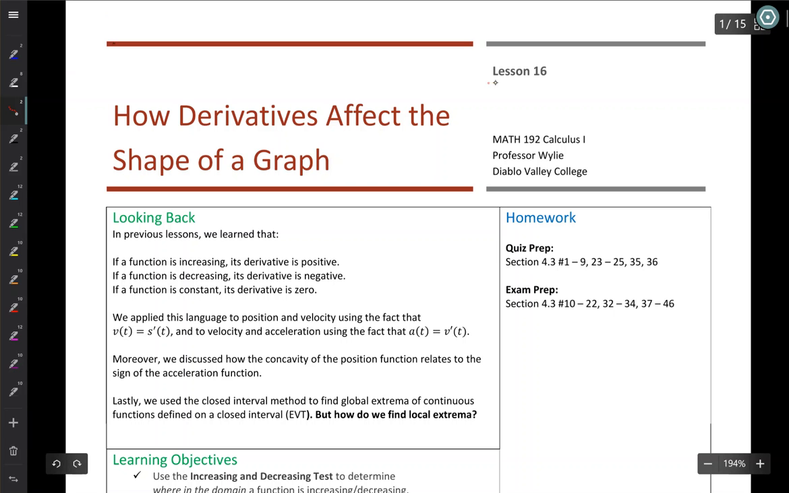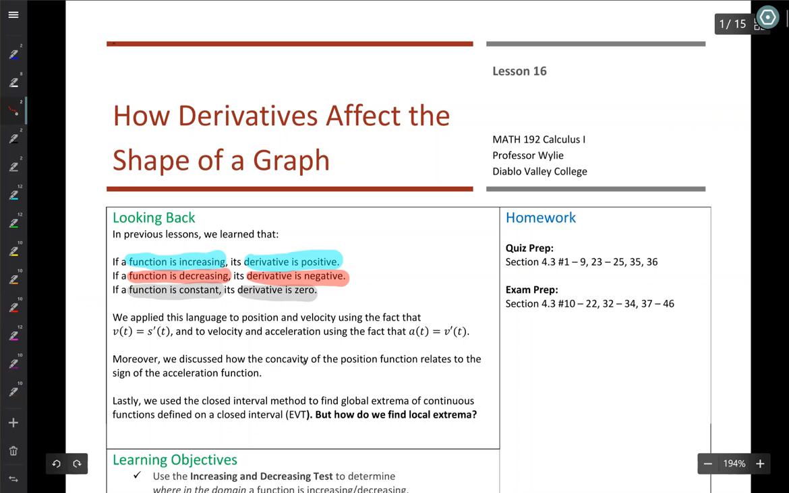Right, so in lesson 16, we're going to be talking about how the derivative affects the shape of a graph. We've already done quite a bit of this stuff in the past. Recall that we've said that a function is increasing if its derivative is positive, decreasing if its derivative is negative. If the function's constant, its derivative is 0. And we've applied that language to our position, velocity, and acceleration functions.